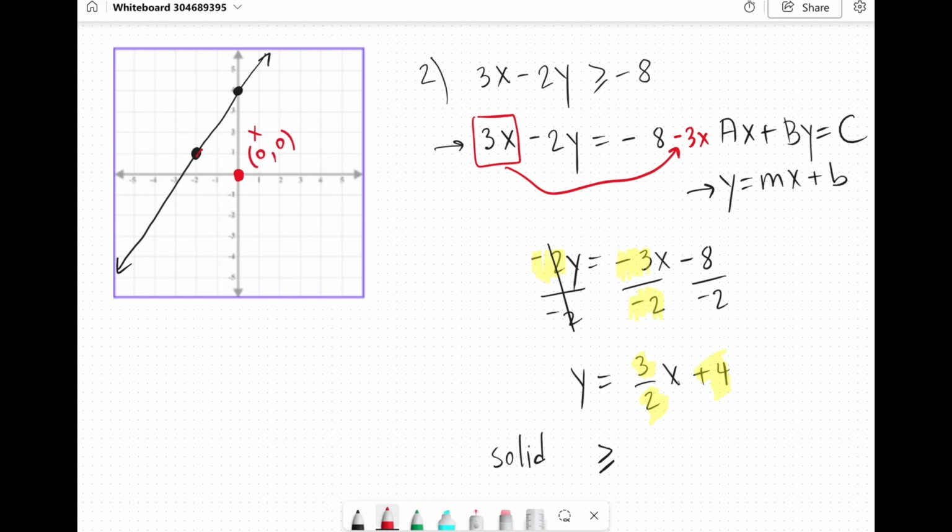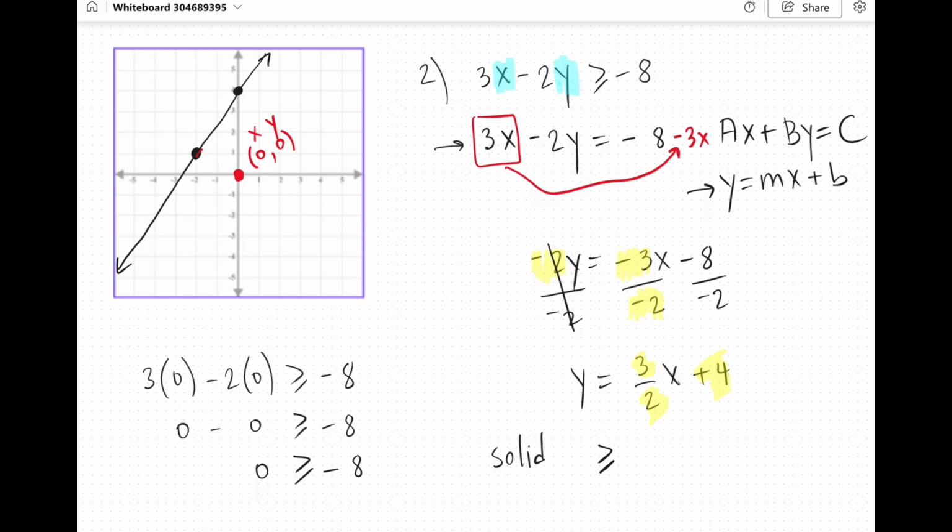So your x is 0 and your y is 0. I will be replacing x with 0 in my original problem, right here, and y with 0 in my original problem. So that becomes 3 times 0 minus 2 times 0 is greater than or equal to negative 8. So 0 minus 0 is greater than or equal to negative 8, which is 0 is greater than or equal to negative 8. Is this true?